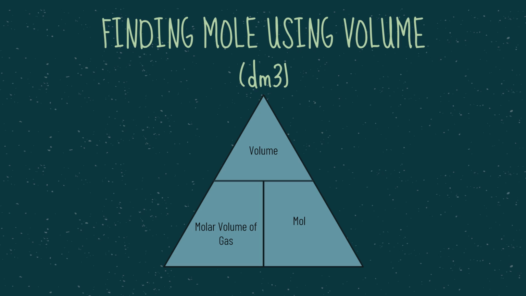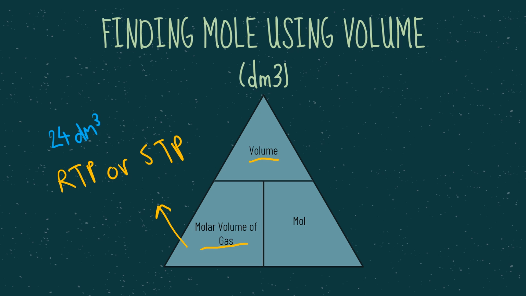So how do we find the mole using this volume? The mole is actually the volume divided by the molar volume of the gas. This can be in terms of RTP or STP, where RTP is 24 dm cube and STP is 22.4 dm cube. And that's how we find the mole.